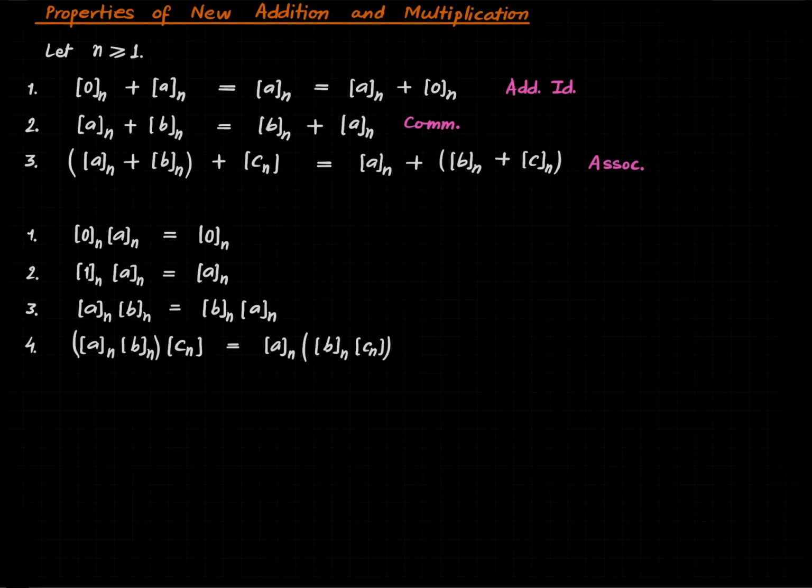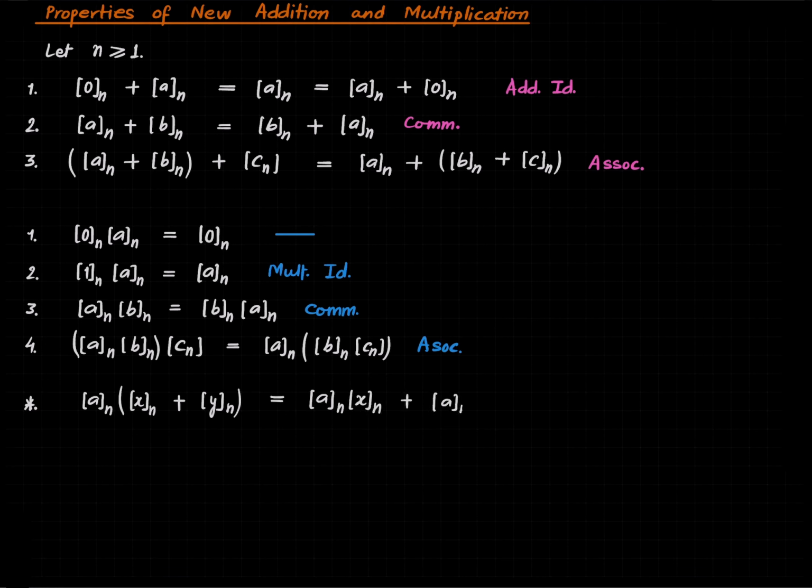Okay. So this is, I don't know what to name it, so I'll put a blank. This is multiplicative identity. This is commutativity. This is associativity. There's a little more I want to say. So this one is very nice. Distributivity. So I'll put a star here. Star says, so this is about the interaction between the addition and the multiplication. This is called distributivity.